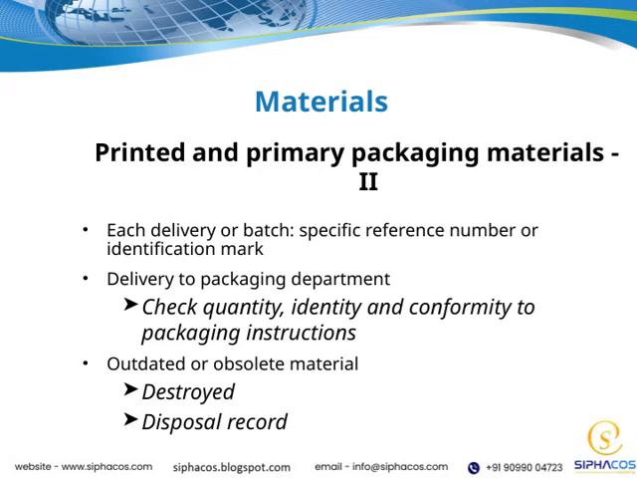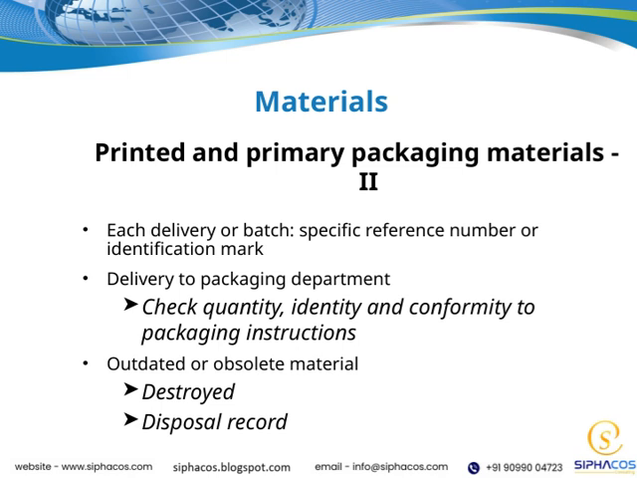Let's take a look at the key points related to printed and primary packaging materials, specifically in this second part of our discussion. First, for each delivery or batch, it's essential to assign a specific reference number or identification mark. This helps us trace and verify materials throughout the packaging process. When the materials arrive at the packaging department, the first step is to check the quantity, making sure we received everything expected. Next, we verify the identity of the materials to confirm they are the correct ones and ensure they conform to our packaging instructions.